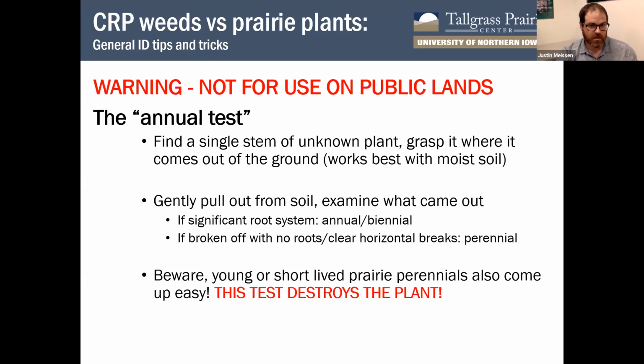If a significant root system comes out, it's likely annual or biennial. But if the stem breaks off without its roots, or with a clear horizontal break in the root near the top, it's probably perennial. But you've got to be careful or be willing to do some destruction, because young or short-lived perennial plants will also come up easily like that. And that does destroy the plant.